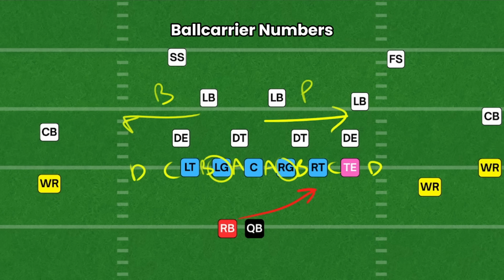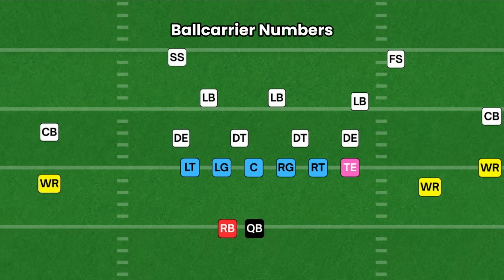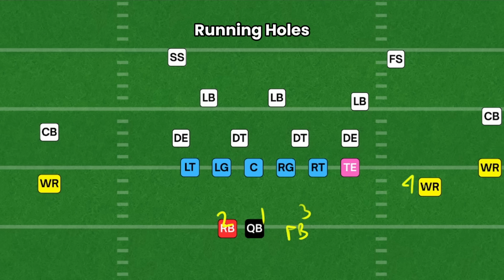Ball carrier numbers identify which player gets the ball using their backfield position. The quarterback is always 1, the halfback or tailback is 2, the fullback is 3, and the flanker back or motion player is 4. Running holes describe where the running back is designed to carry the ball, using a numbering system that corresponds to these gaps.